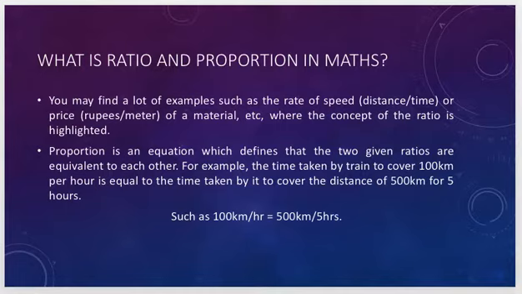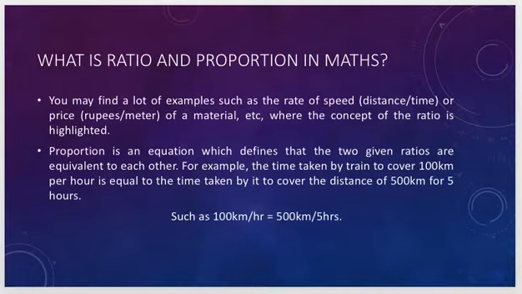So what is ratio and proportion in maths? You may find a lot of examples such as the rate of speed or price of a material, etc., where the concept of ratio is highlighted. That is numerator by denominator. A fraction is generally referred to as a ratio. And when I'm talking of a proportion, proportion is an equation which defines that two given ratios, that one ratio on the left side and the other ratio on the right side, they are equivalent to each other. So ratio is a fraction, and if we put an equal to sign in between, it forms a proportion.